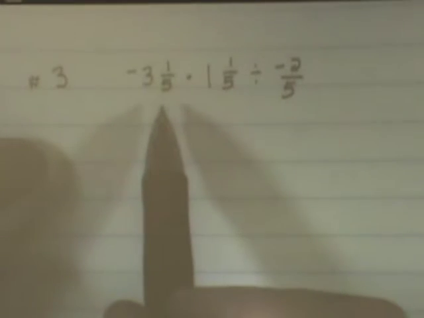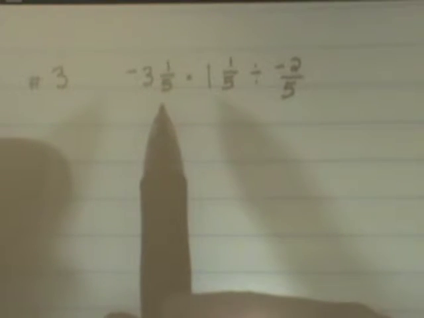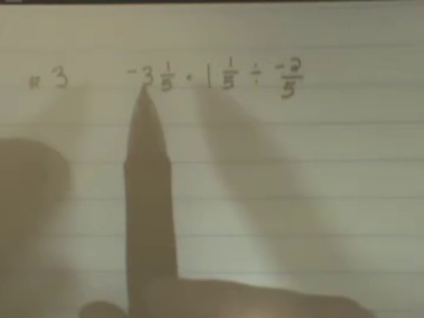Number 3, from multiplying and dividing rationals. The first step when multiplying and dividing rationals is to always turn the mixed numbers into improper fractions. As such, we look at this first term. We'll change it into 16/5. That's found by going 5 times 3, which is 15, plus 1 is 16.